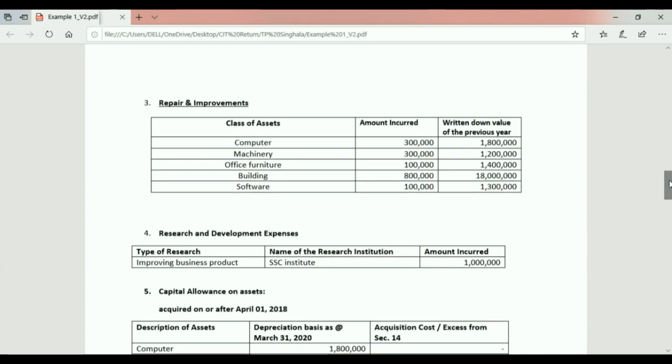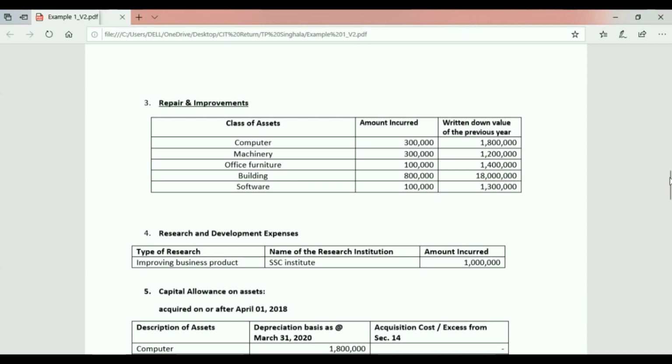Then the third point is actually included with regard to repairs and improvements, right? Based on the class of the asset, they incurred some expense for repairs and improvements. And in the second column, it is mentioned what values we should use as the written down value of the previous end balance, right? By using this, we try to identify what would be the allowable repairs and improvements in this calculation, right?